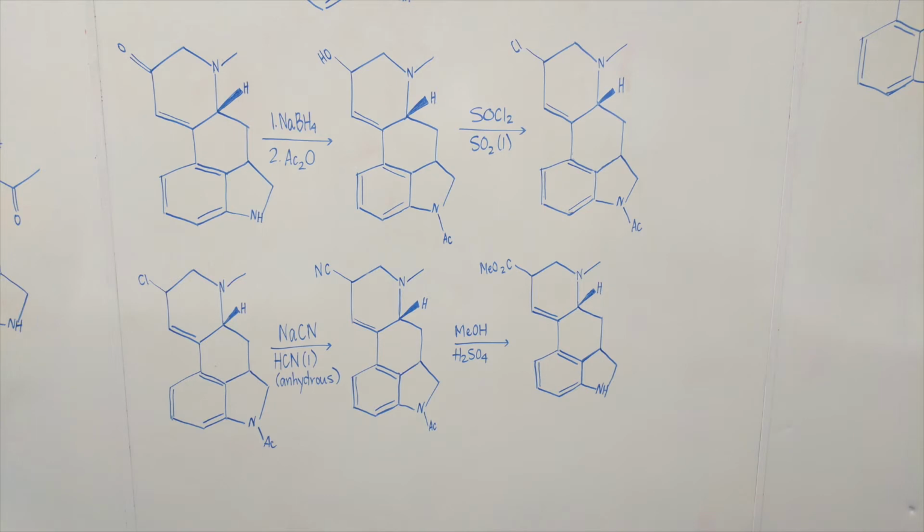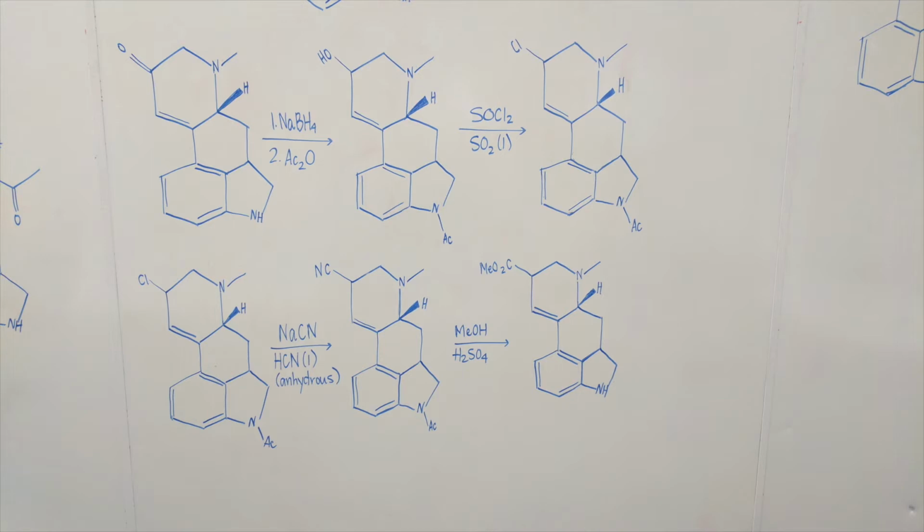The treatment of this compound with sodium borohydride and acetic anhydride selectively reduces the ketone group and protects the ring B amine nitrogen. The next step to be performed was the substitution of the alcohol group for a chlorine atom. Treating the alcohol with thionyl chloride and sulfur dioxide gives the intermediate. Then treat the compound with sodium cyanide and anhydrous liquid hydrogen cyanide. The resulting intermediate was treated with methanol to yield the methyl ester.